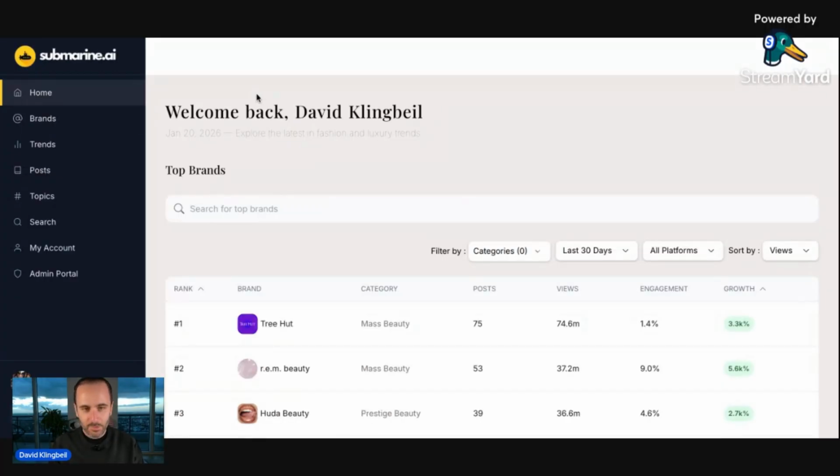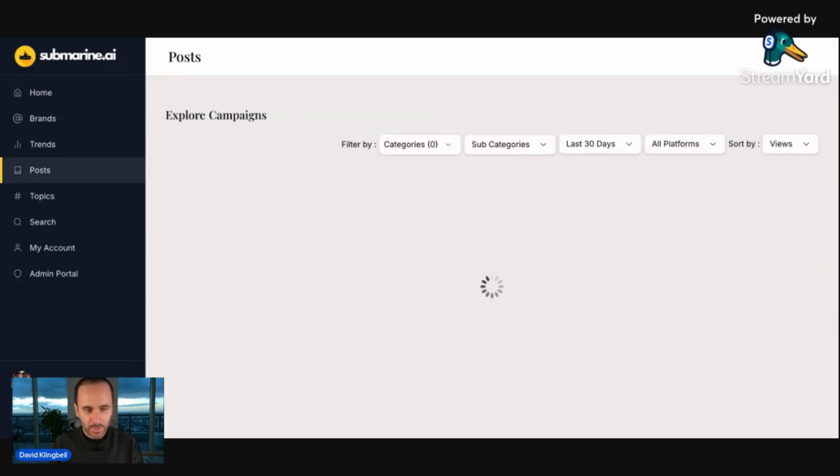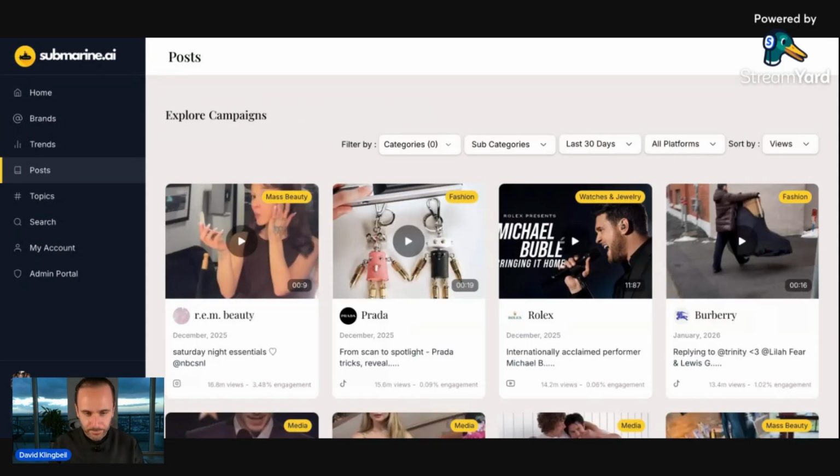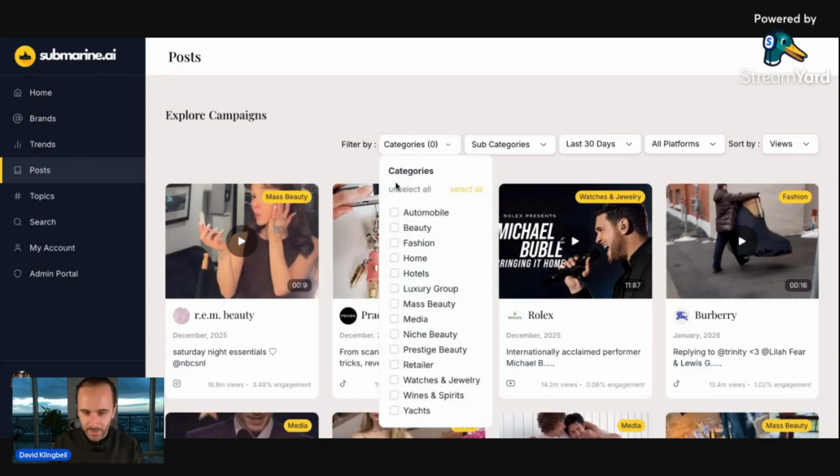And here, for the demo, I'm going to look at the post menu on the left. Of course, we could look also at brands, trends, and other ways of looking at the data here at Submarine. But for the purpose of this demo, I'm going to look at the posts. And the way I would approach a process of finding new trends would be to start the following way. I would go in the post category and check the categories that I'm interested in.